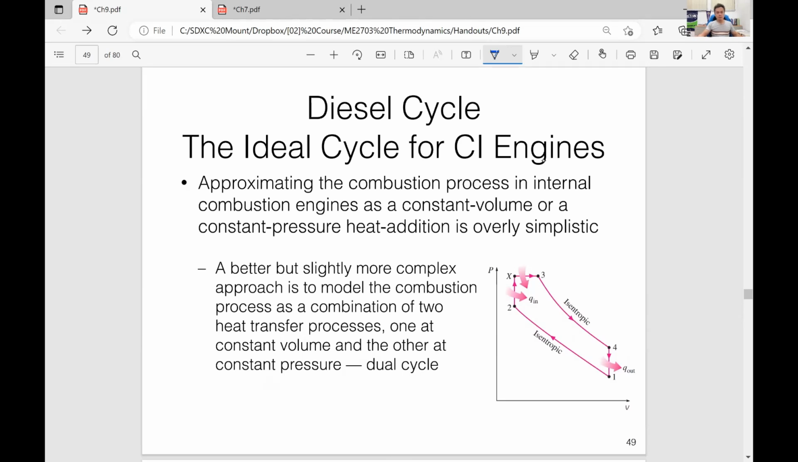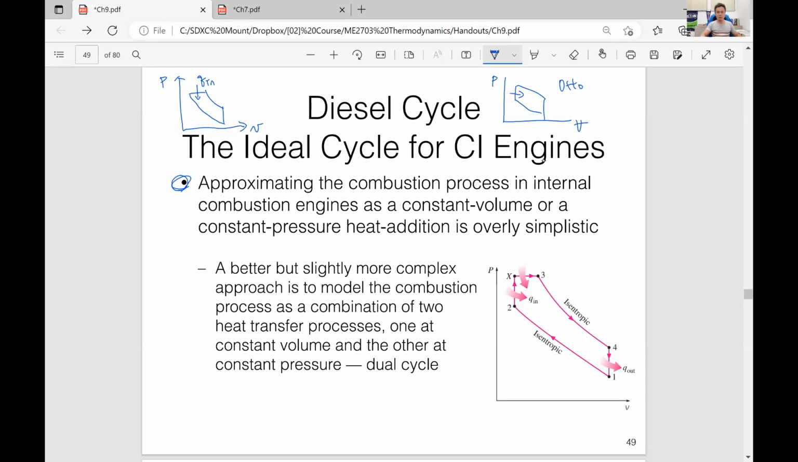So look at this. So far we approximate the heat addition process in an Otto cycle using a constant volume process, right? This is the Otto cycle. And in the diesel cycle, the heat addition process is approximated by a constant pressure process.